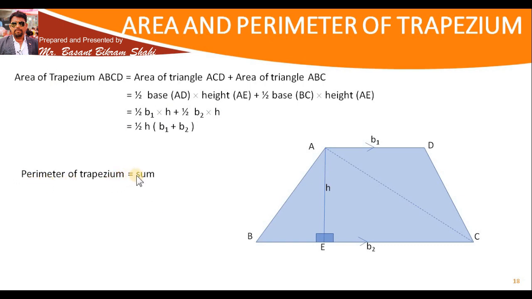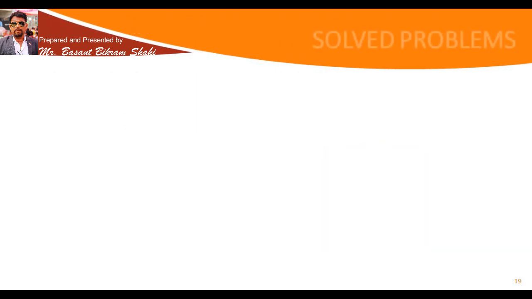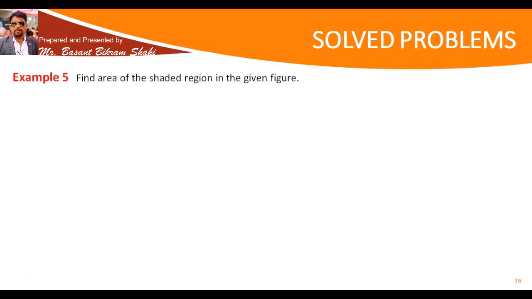And for perimeter of trapezium, we apply the same concept, sum of all sides AB plus BC plus CD plus AD. Now we see some solved problems here. Example number 5. Find the area of saddle region in the given figure.